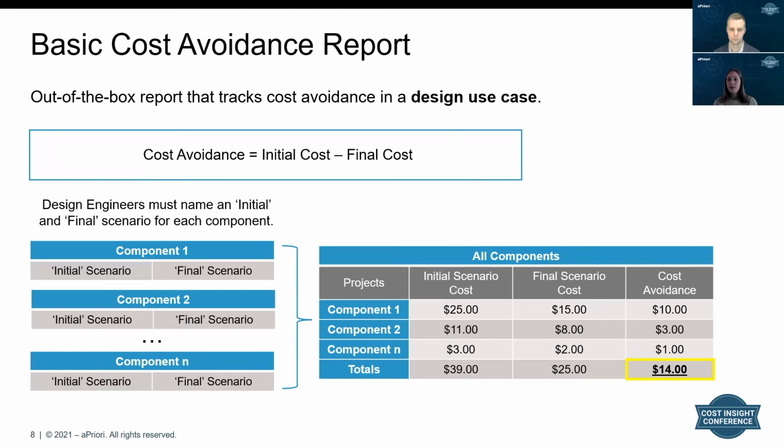So in summary, the basic cost avoidance report calculates total aPriori driven cost avoidance, but requires specific scenario names. The user must rename two scenarios per component to initial and final. The Cost Insight Report product team is already exploring enhancements to the basic cost avoidance report. So next, I will provide a preview into what the product team has in store for the next iteration of cost avoidance reports.